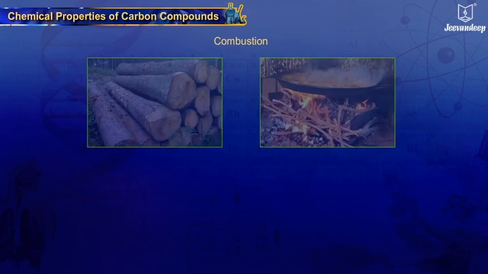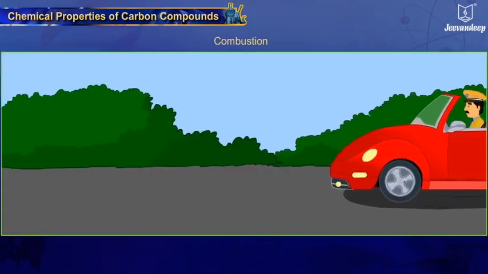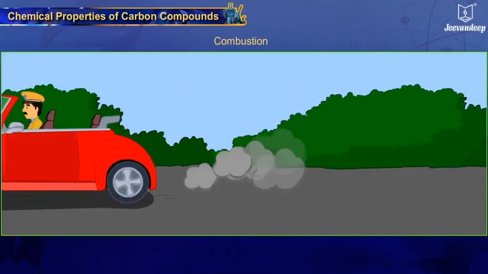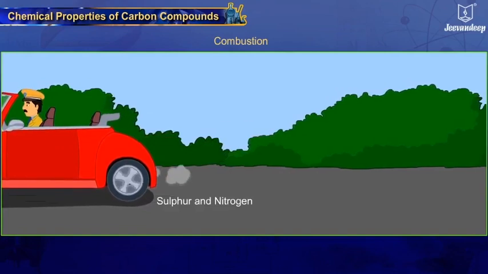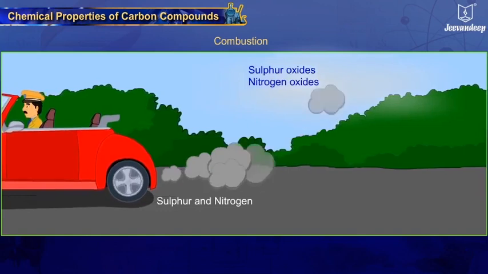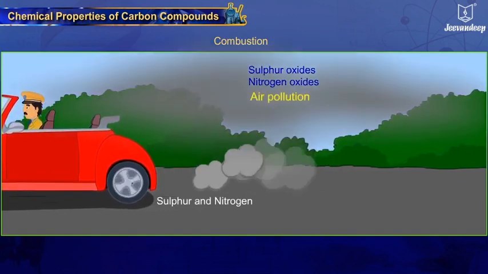The fuel used at home, vehicles, etc. consist of hydrocarbons which burn in air, providing energy for the related task. Hydrocarbons used in fuel for vehicles consist of sulfur and nitrogen also, which form their corresponding oxides when burnt in air. These oxides cause air pollution.